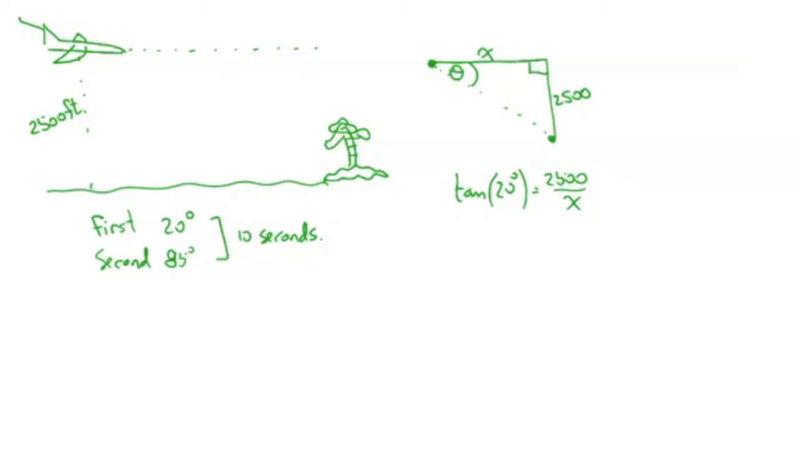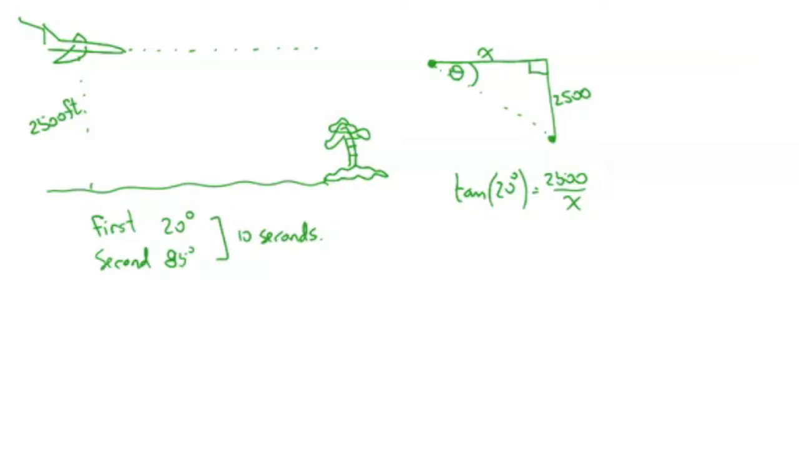Because when we're talking about this angle of depression, this side is opposite, this side is adjacent, this side is hypotenuse. I don't know anything about the hypotenuse. If you don't have a hypotenuse, it's definitely tangent. If you have a hypotenuse, it's either sine or cosine. How do you solve for x?